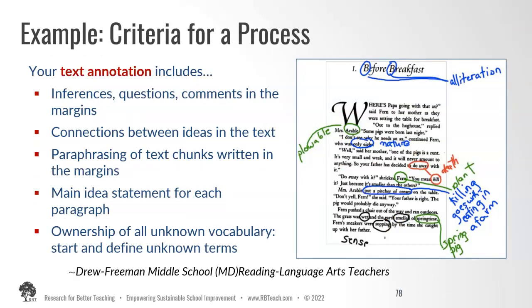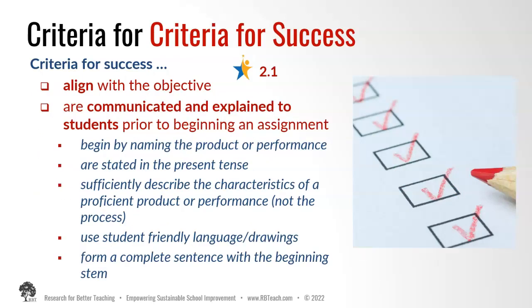Your text annotation includes references, questions, and comments, connections, paraphrasing of text chunks, main idea statement, and ownership of all unknown vocabulary. Star and define unknown terms. Clear identification of what that student needs to do in order to meet the objective. These are the examples of what we mean by criteria for success.